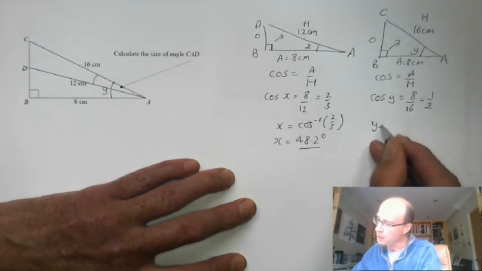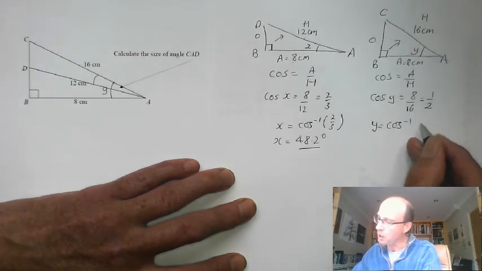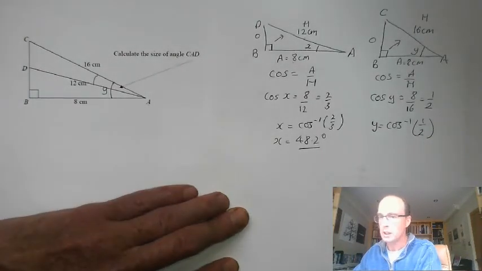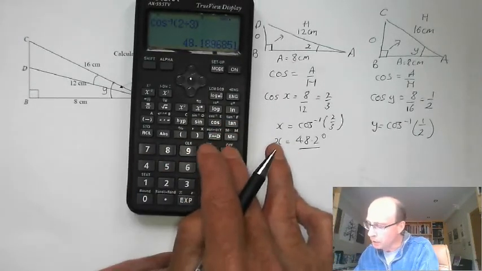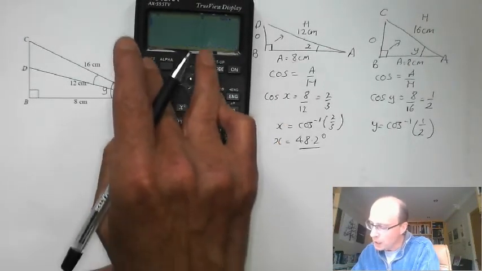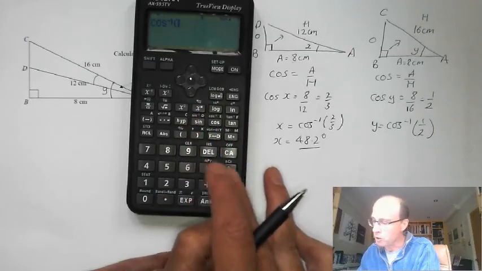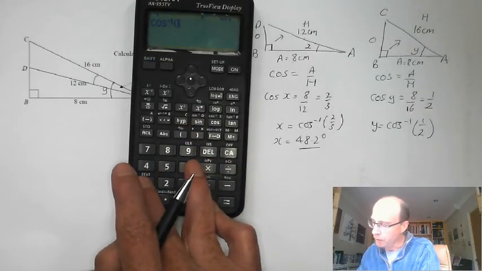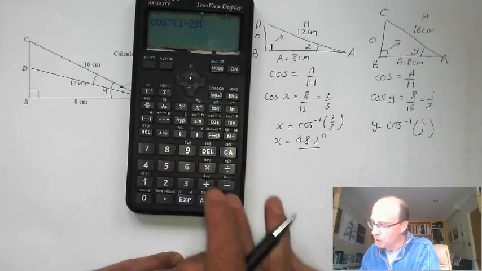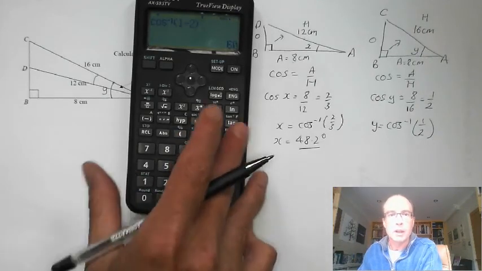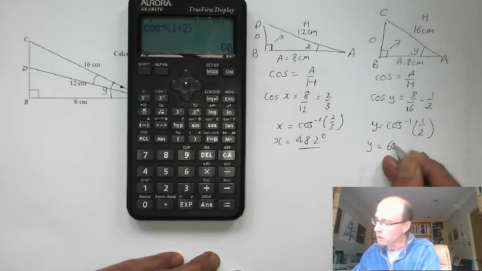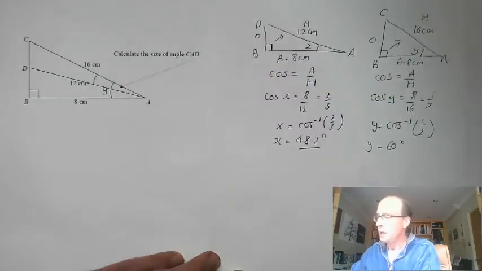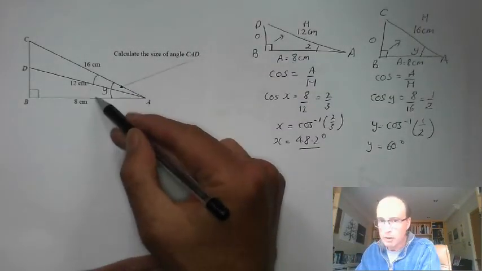So Y is going to be equal to inverse cos of 1/2. Let's pop that into the calculator. We have got shift and the cos button, giving me cos to the minus 1 of 1 divided by 2. Could put 0.5 in. And that's going to give me a value of Y equals 60 degrees. Okay, so we know that the combined angle here is 60.